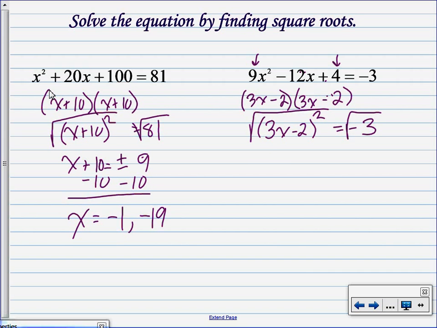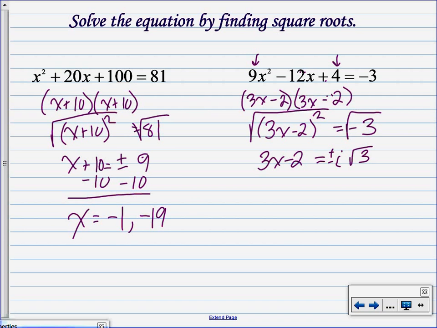Square root it, so I've got 3x minus 2 equals, what's the square root of negative 3? Not 3i. What's the square root of 3? I square root of 3. Okay, right? It is plus or minus, sorry. Plus or minus. Good. Correct, the i inside the square root, because i is the square root of negative 1, right?